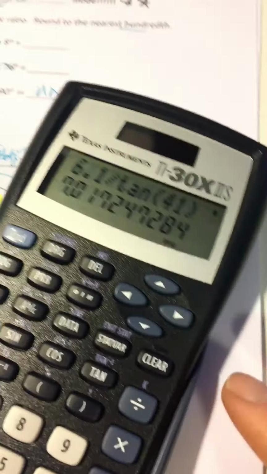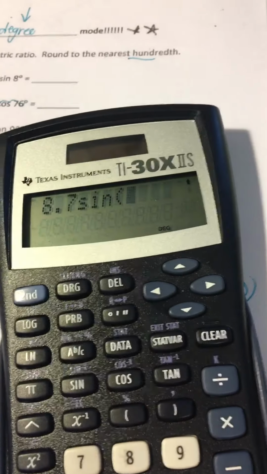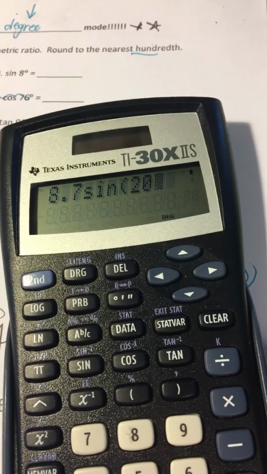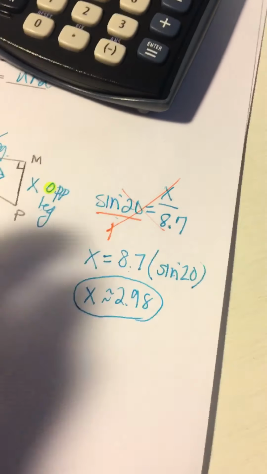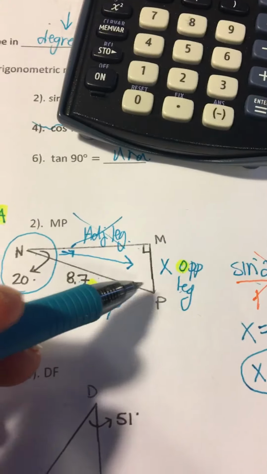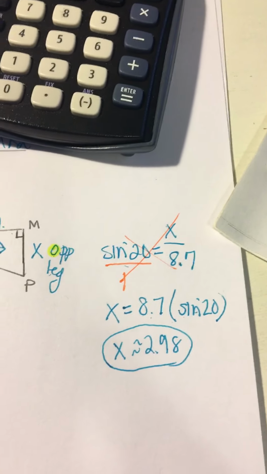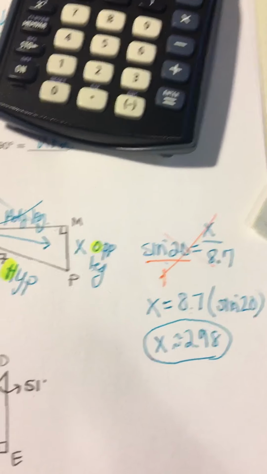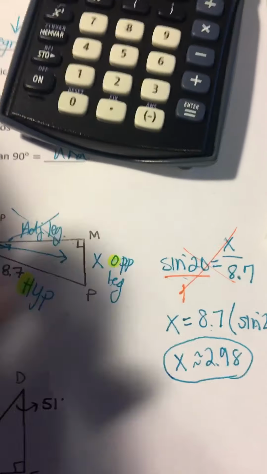So when I type it in my calculator, I type in 8.7 times sine of 20, 2.98. And again, that's the length of the missing side. Okay? There it is. And again, you can find these in your book, and I will also post a Khan Academy video as well. Oh, let's do one more.